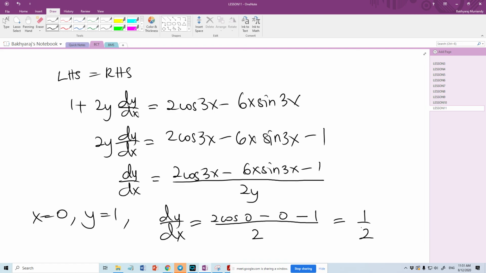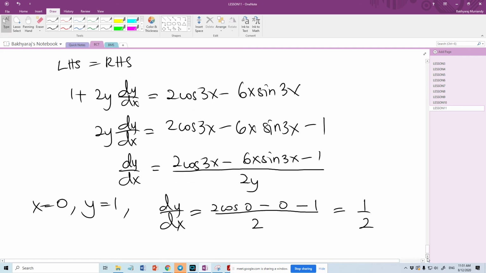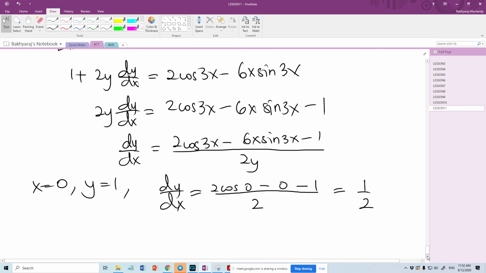Okay, now I think you can go for the last answer, the normal equation. For the normal equation we need to get M2. Since our dy dx, which is M1, is 1 over 2, I need to go for M2. M2 is actually negative 1 over dy dx. So it's actually what? Yeah, correct. You get negative 2. So 1 divided by 1 over 2, you get negative 2.